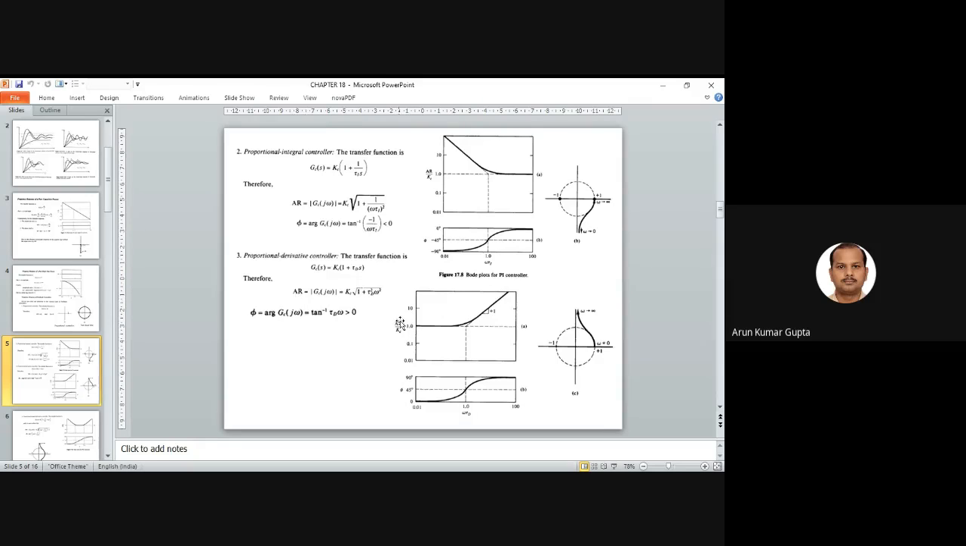AR upon KC, we are plotting on the y-axis AR upon KC. When you just take the log, AR upon KC equals log of under root 1 plus omega square tau square. So under root means 1 by 2 will come just before the log, half log 1 plus tau square omega square.